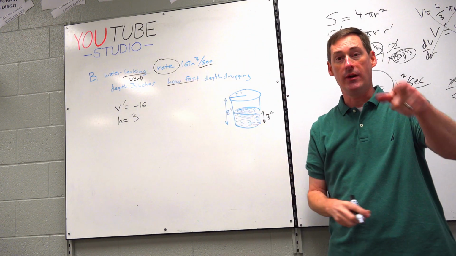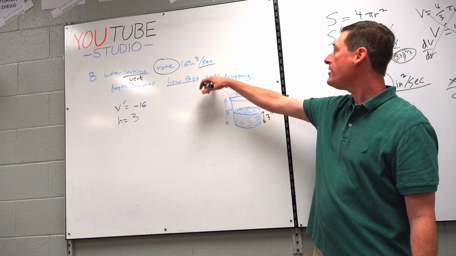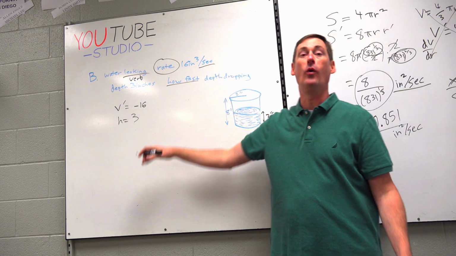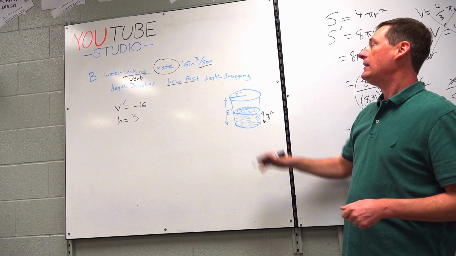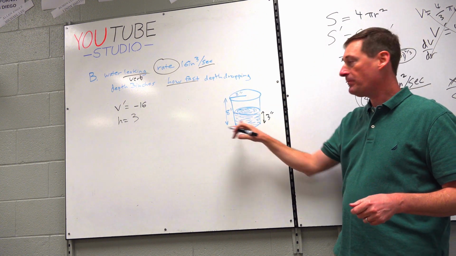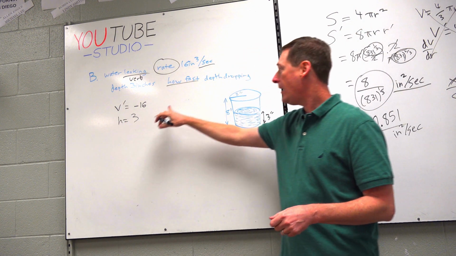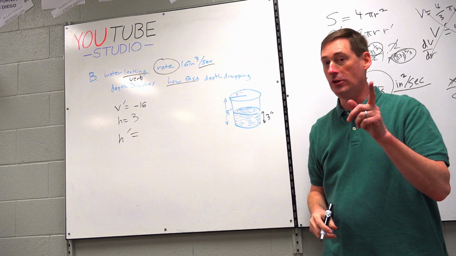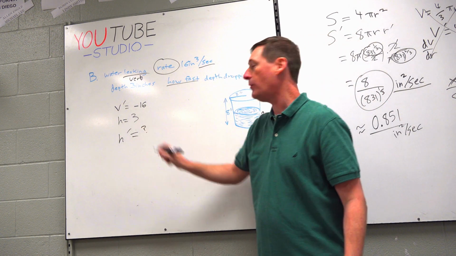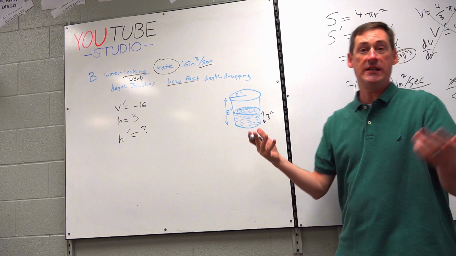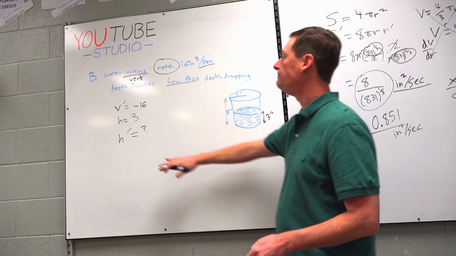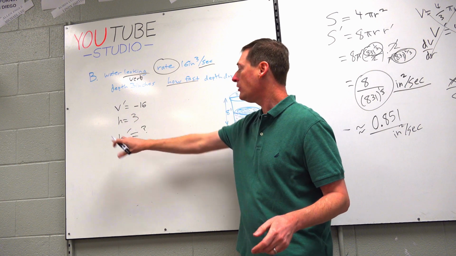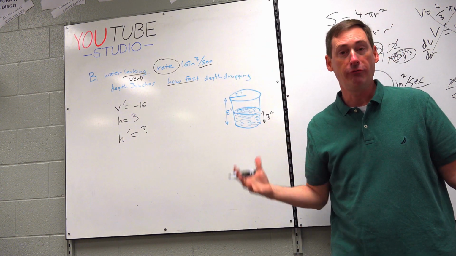How fast, derivative, is the depth dropping? Also derivative, verb, depth. Isn't that the H? That's the height of the water. How fast is the height of the water changing? We're looking for H prime. Always know what you're looking for, okay? Or dh/dt, right? All right, so V prime, H, go find H prime, write your own formula.